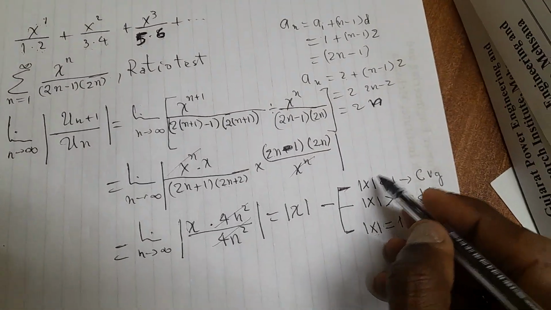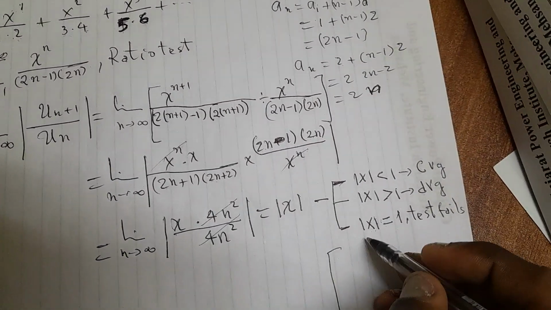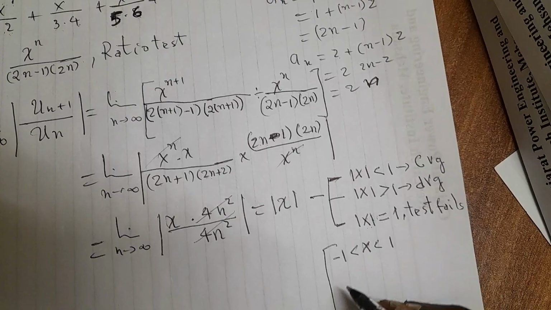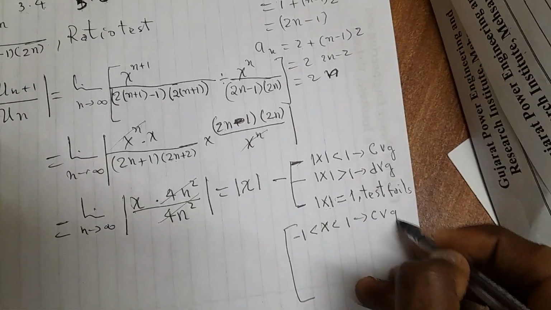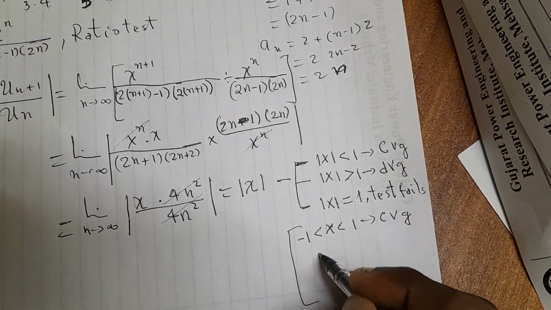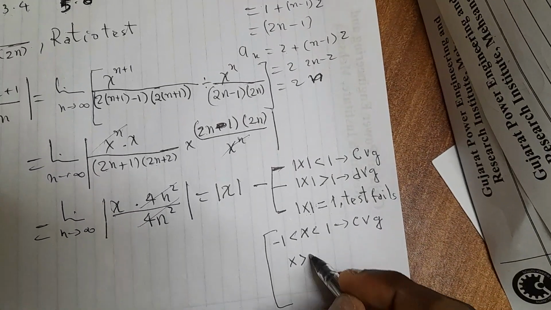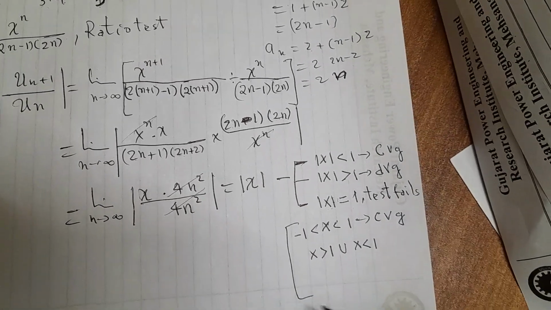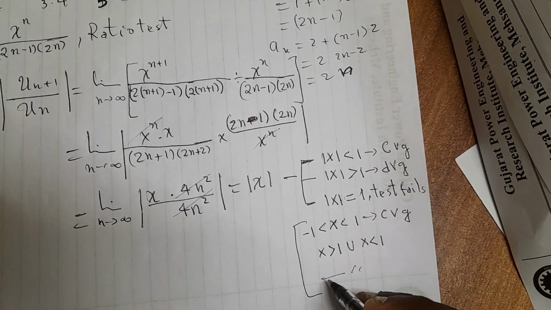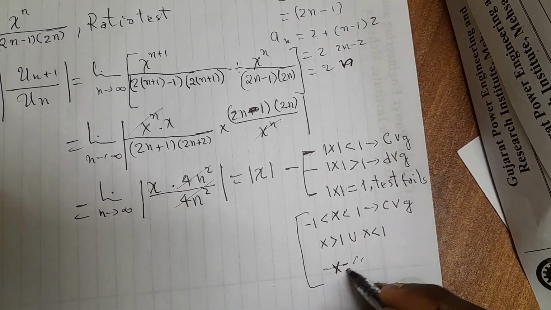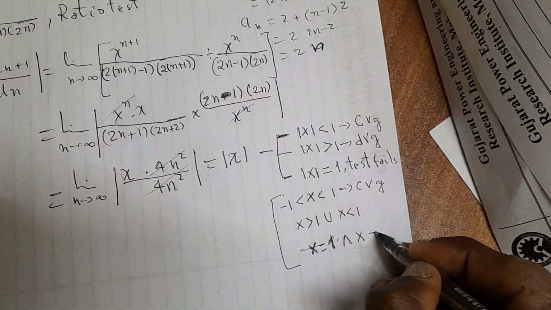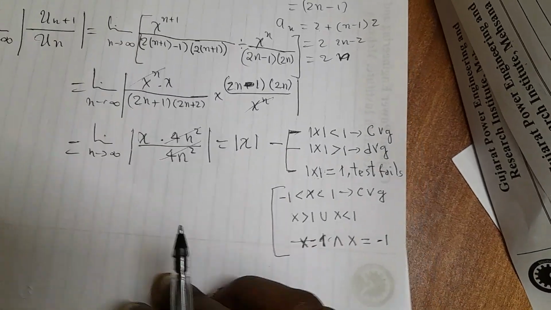This is the same as writing that x lies between minus 1 and 1, and for this the series converges. For the second one, it is the same as writing x is greater than 1 or x is less than minus 1, and the series diverges. And for this last one, it is the same as writing x equal to positive 1 and x equal to negative 1. So we will prove for these two. That's good.